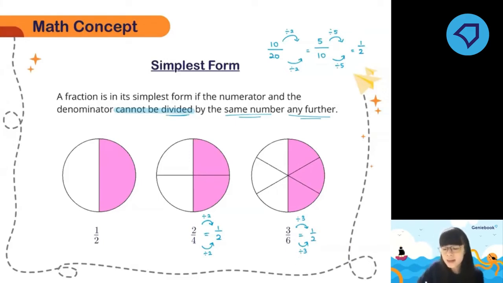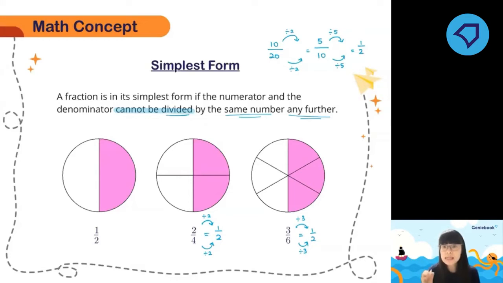Somebody asked me, why can't I take 10/20 divided by 10? You can do that. If you know that 20 is a multiple of 10, that means 10 can be divided by 10, 20 can be divided by 10, you can straight away divide them by 10.